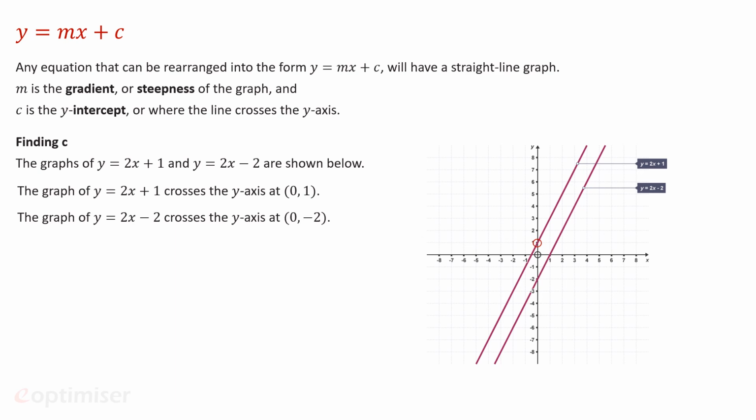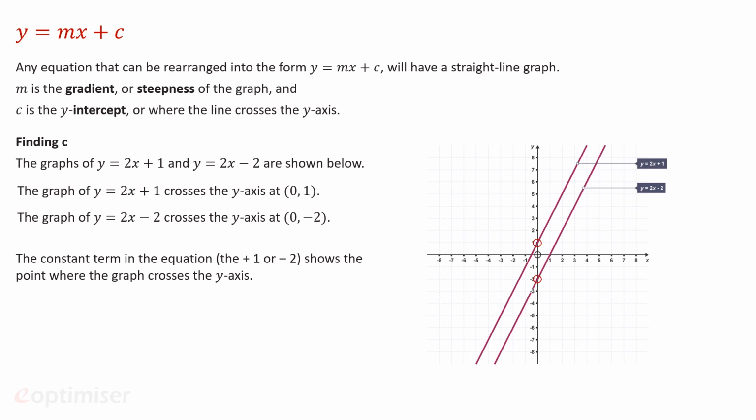If you look at the other one, y is equal to 2x minus 2, if you put x is equal to 0, y is equal to minus 2. So the coordinate is 0 comma minus 2. So the line goes through 0 comma minus 2. This is the point here.